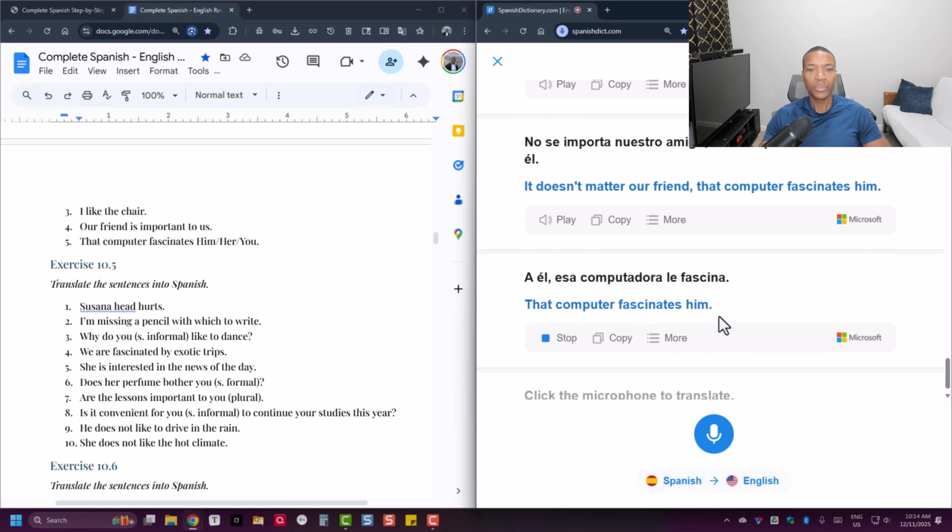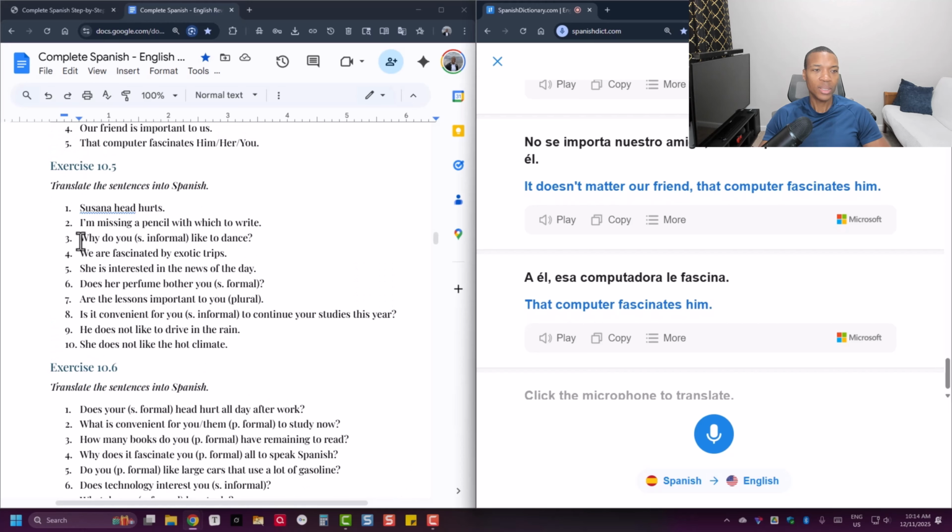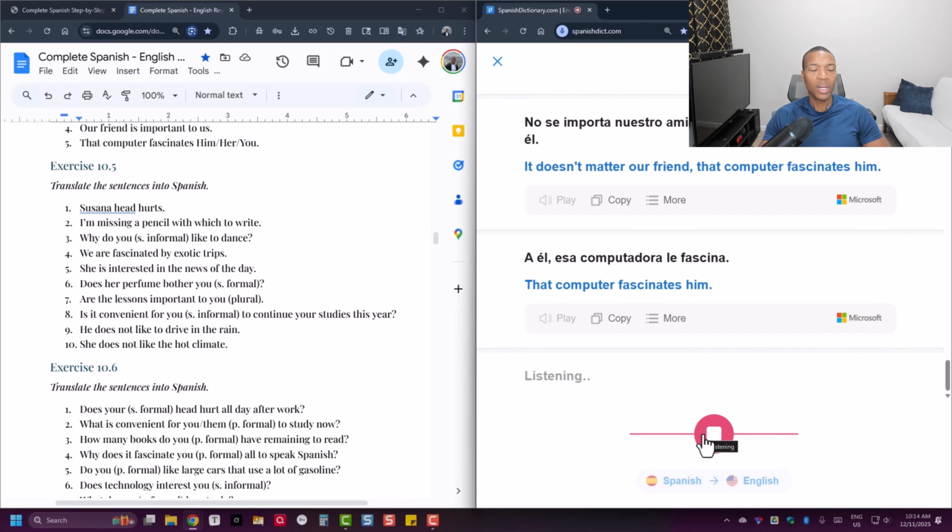That computer fascinates him. All right, exercise 10-5. 10 sentences, 1 through 3. Susanna's head hurts. I'm missing a pencil with which to write. Why do you like to dance? Susanna's head hurt.